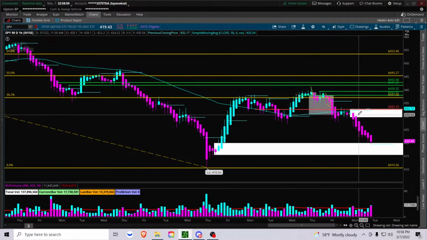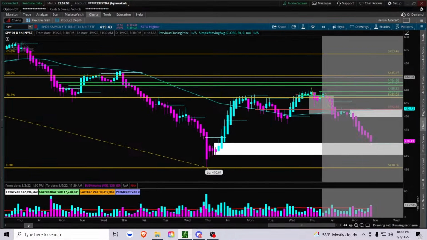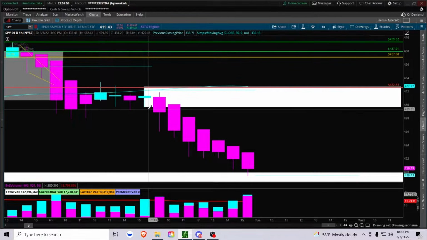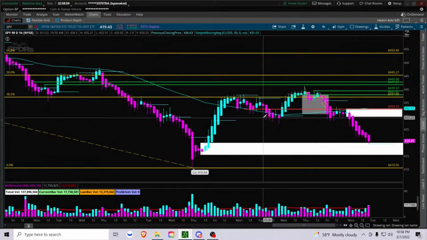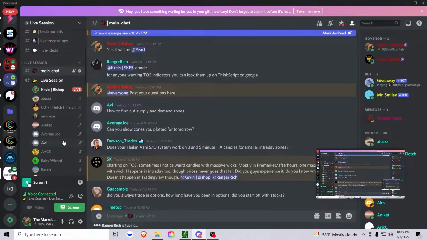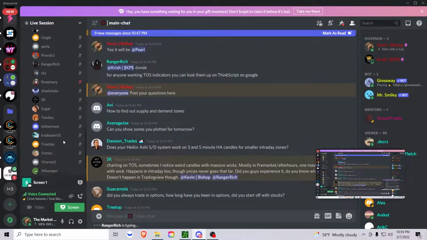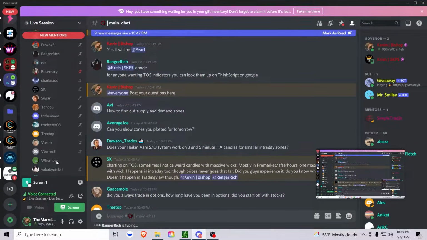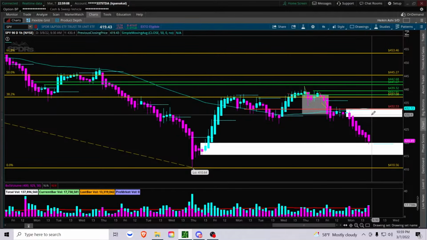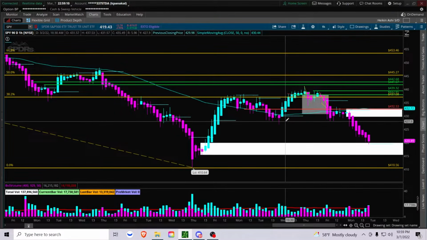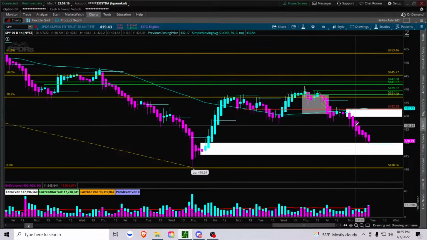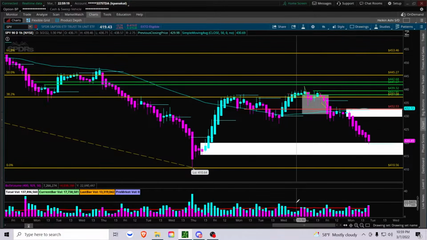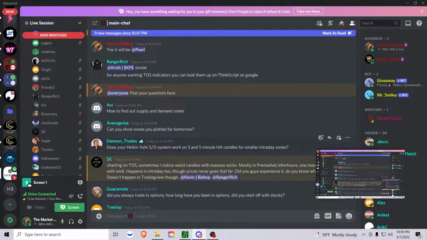So if you do plan to plot this, just be a little bit careful, because this is not that strong of a momentum, and we already have a demand zone, right? If you guys could again mute your mic if you're not speaking, please. Since we had the demand zone right over here, this area right here is not that strong to be a supply zone, but it's something you can consider. So that's basically what I'm going to be looking at for tomorrow when it comes to zones.